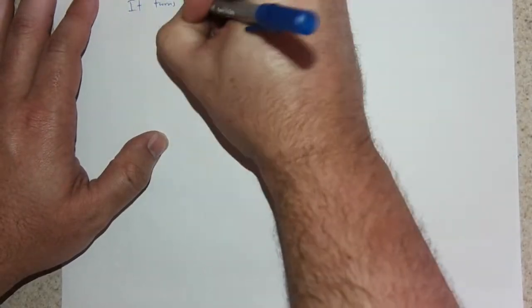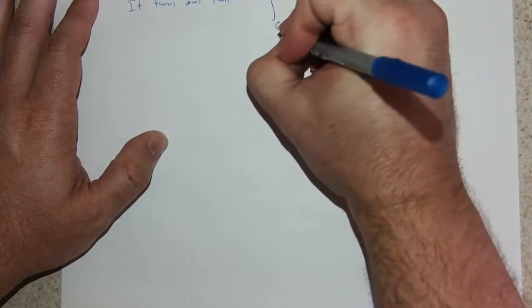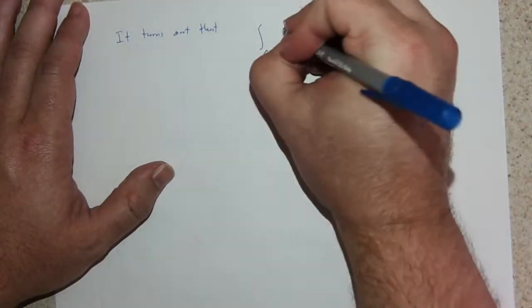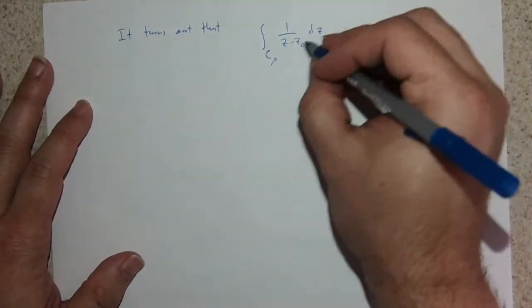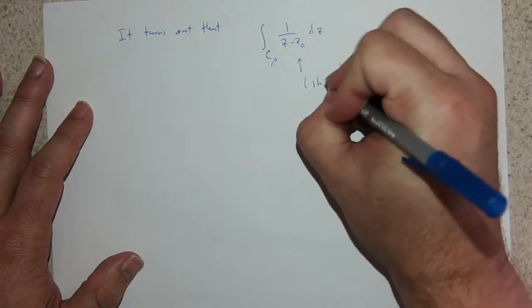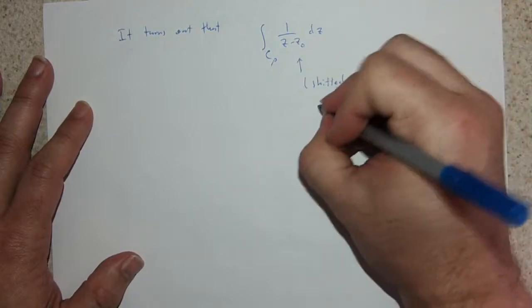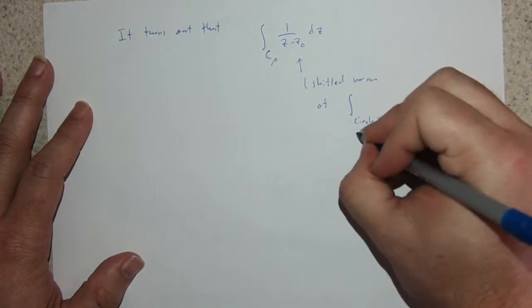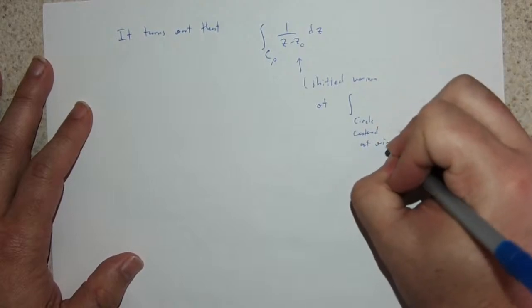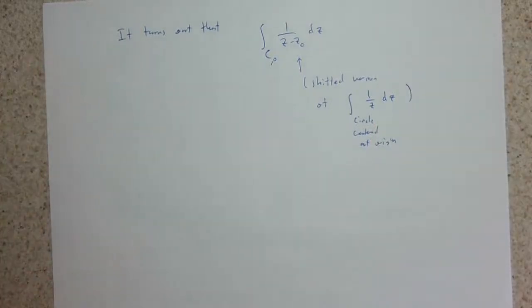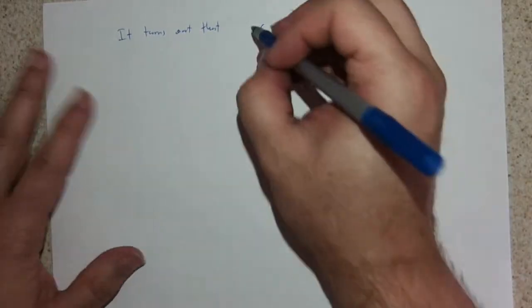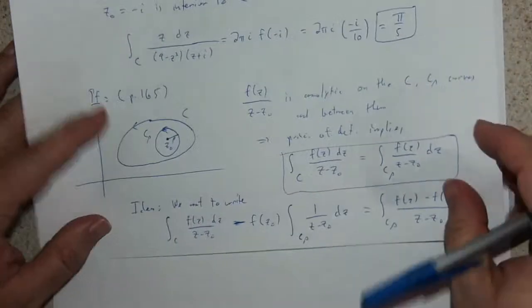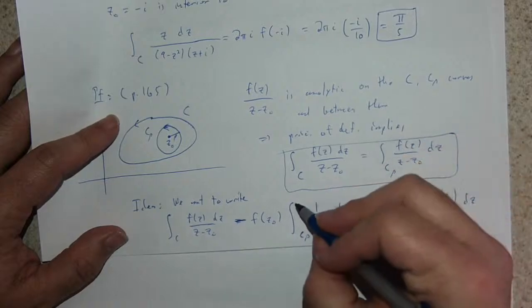But then it turns out that we actually know how to compute this integral over this tiny curve of 1 over z minus z naught dz. What do you think that is? This is a shifted version of the integral over a circle centered at the origin of 1 over z dz. So this is actually 2 pi i. And this is exactly where that 2 pi i comes from in the expression. And so going back here, this is 2 pi i.